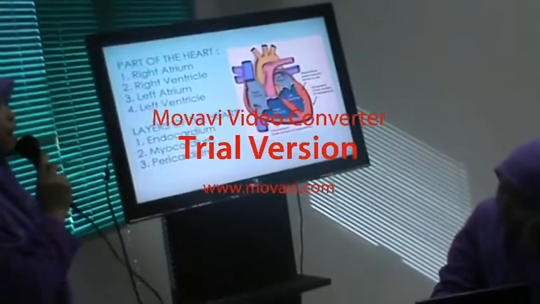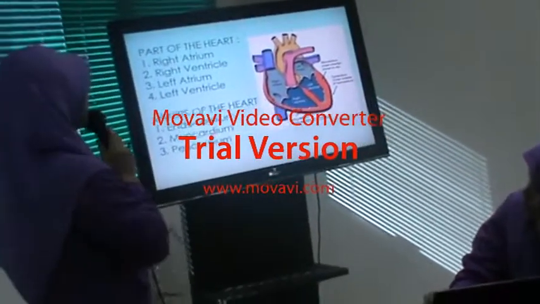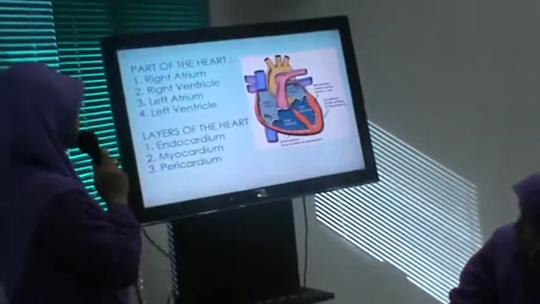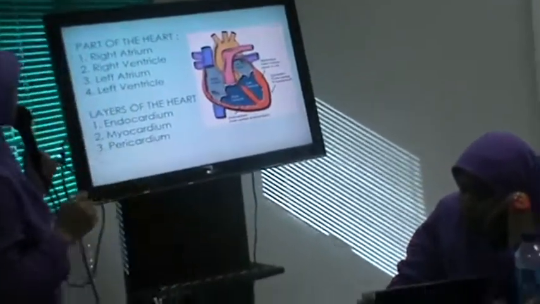And the heart in our body consists of four parts. Part 1 is the right atrium, part 2 is the right ventricle, part 3 is the left atrium, and part 4 is the left ventricle.